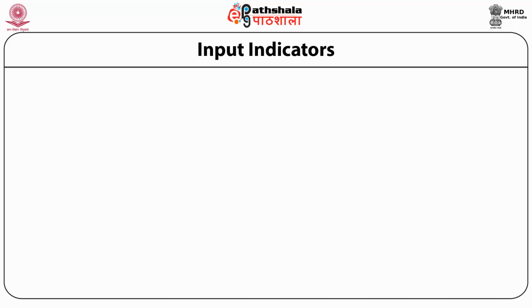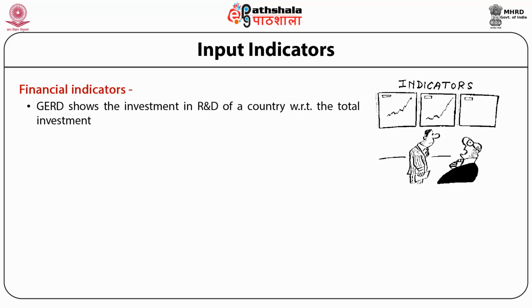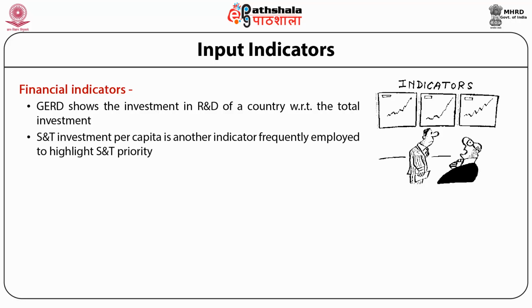In this module, we are discussing some of the indicators in more detail. We look at input indicators, the two input indicators being financial indicators and manpower indicators. Financial indicators show the investment in R&D of a country with respect to the total investment. S&T investment per capita is another indicator frequently employed to highlight S&T priority.